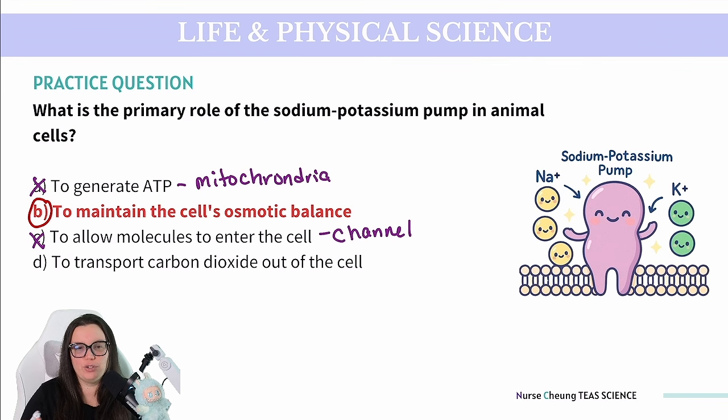And then lastly, to transport carbon dioxide out of the cell. Carbon dioxide is a waste product, specifically of cellular respiration. And it actually diffuses out of the cells using passive diffusion. It does not need the sodium-potassium pump in order to make that happen.